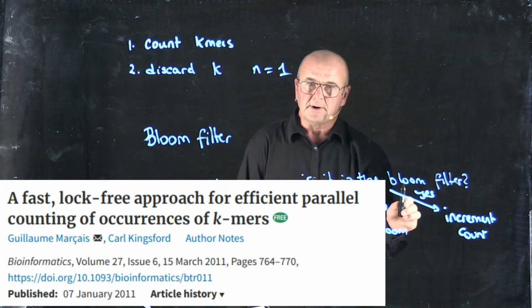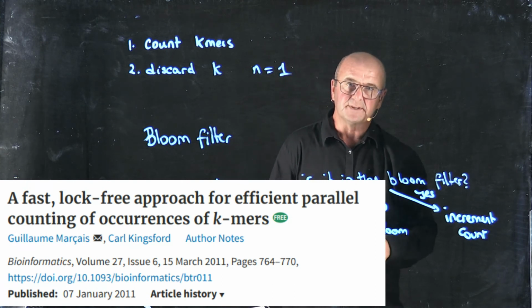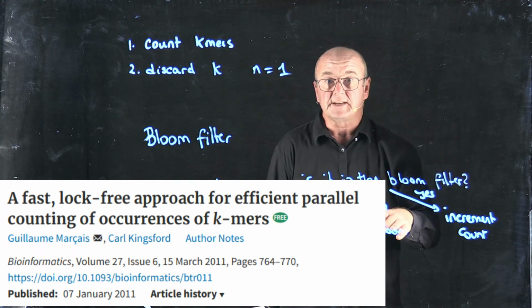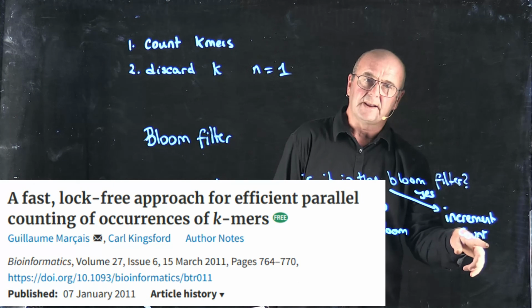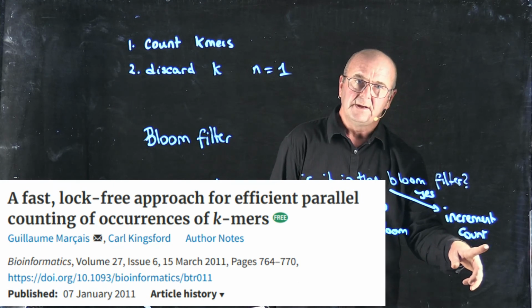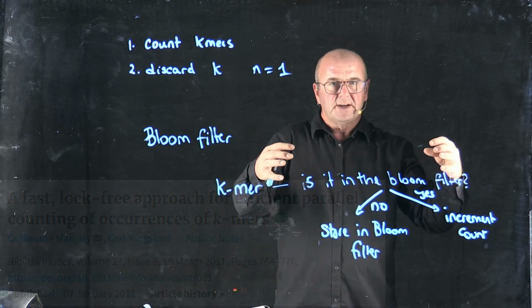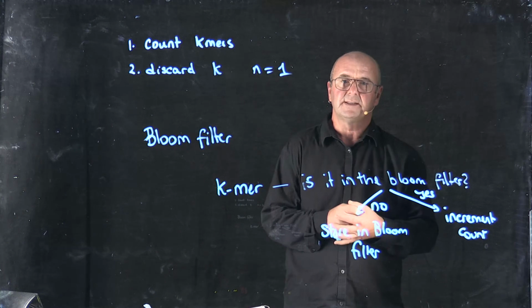There's a slight problem, which is that occasionally the Bloom filter will return a false positive. It will tell us that something's in the data structure when we haven't seen it. So maybe, occasionally, we're going to add a k-mer to the counter when it's only the first pass. But we can change that by changing the size of our Bloom filter array to control the probability that that happens.